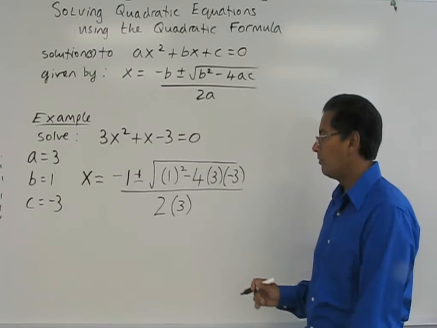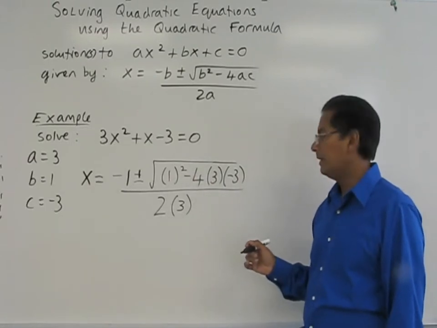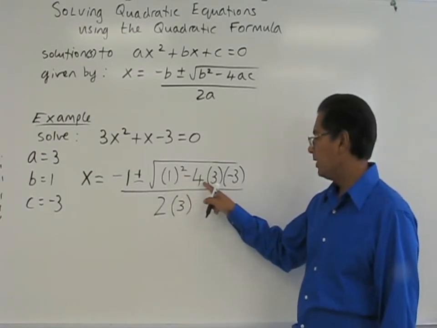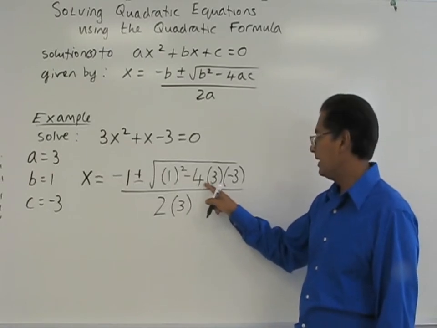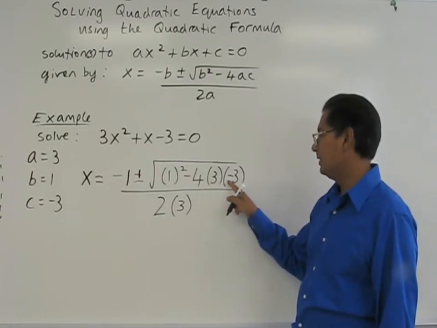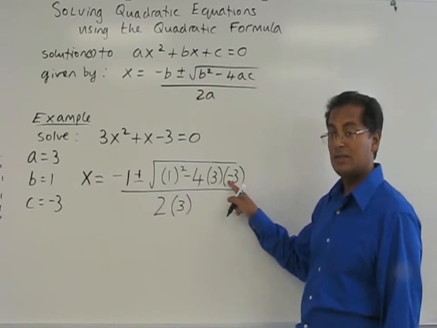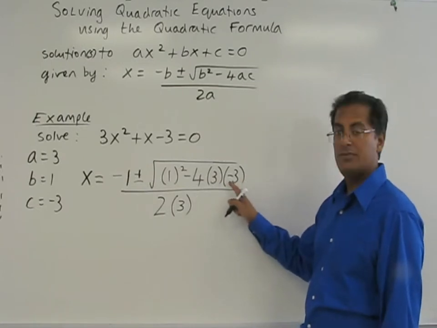So there we've plugged the numbers into the formula. Make sure you plug them in correctly. Now you have to evaluate this formula. So the first thing is to look at the square root and simplify that. What are we going to have? We're going to have a 1 squared, which is 1. We're going to have a negative 4 times a 3, which is negative 12. And a negative 12 times a negative 3 gives me a 36, a plus 36. So actually this here is going to be a plus 36.